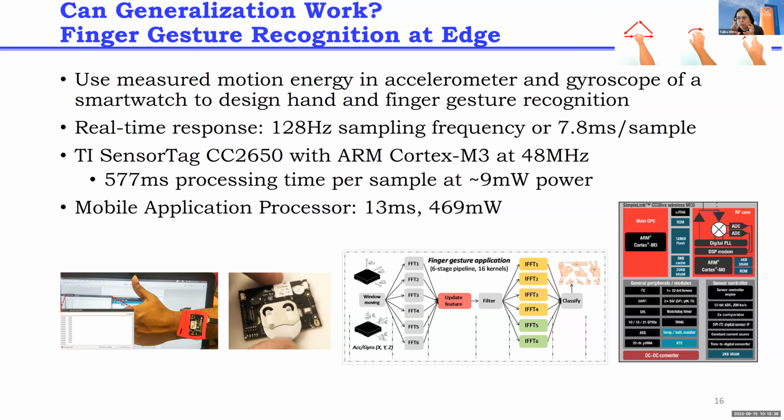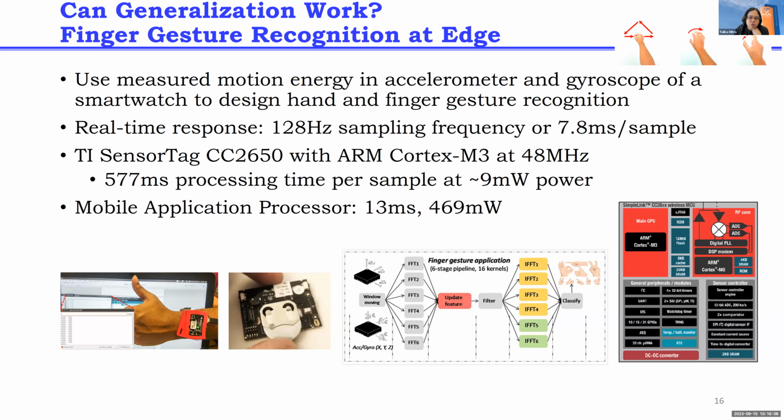So we are trying to find out, is it turning right side, left side, something simple, right? This particular application is designed on a smartwatch using the accelerometer and the gyroscope. In this case, in order to get things right, we need to sample at 128 hertz, which is a sample period of 7.8 milliseconds per sample, right?